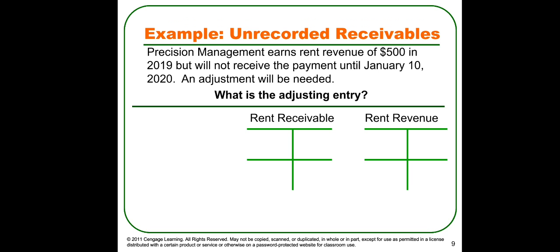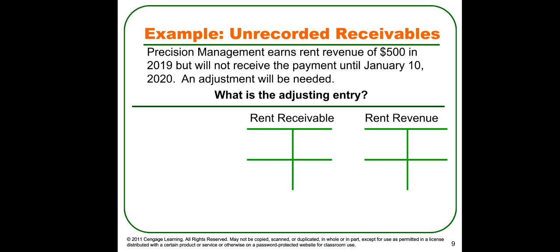Okay, let's see this example. This is an example of adjusting entry for unrecorded receivable. Okay, the situation is like this. Precision Management earns rent revenue of 500 in 2019, but will not receive the payment until January 10, 2020. An adjustment will be needed. What is the adjusting entry? Okay, the thing is like this. There is a business. The name of the business is Precision Management. The business has rented a space in year 2019. Let's say December 2019.